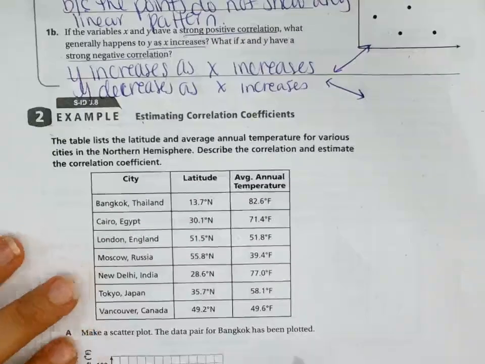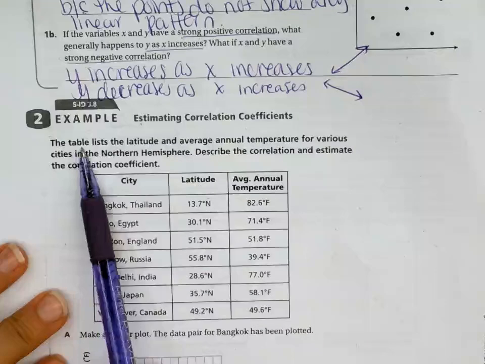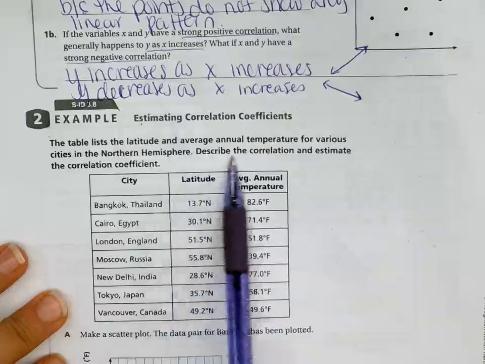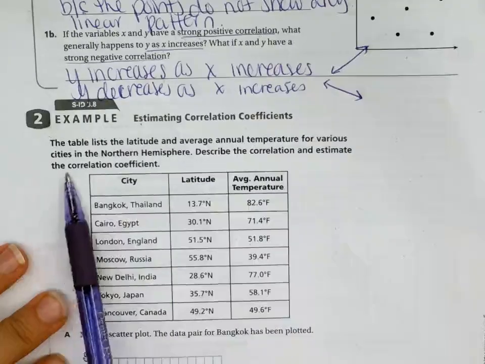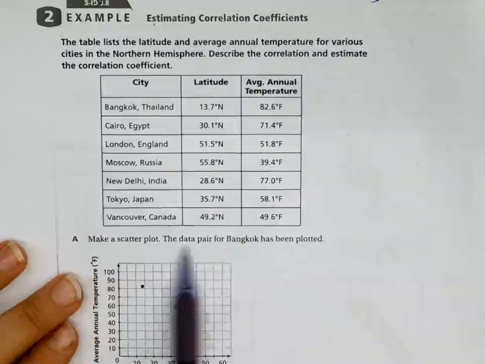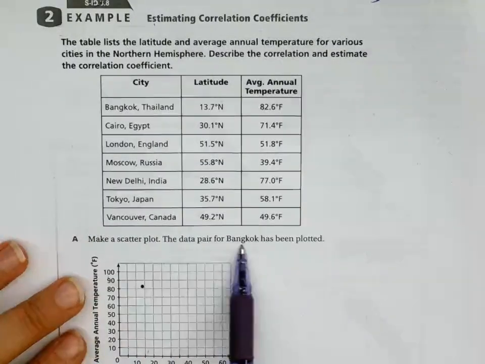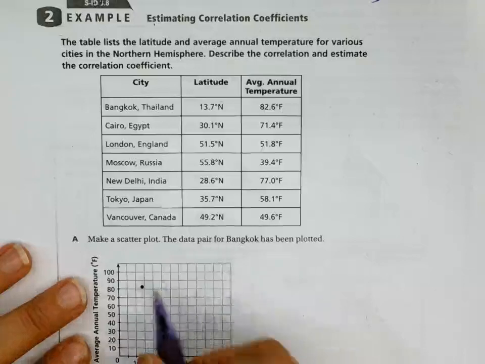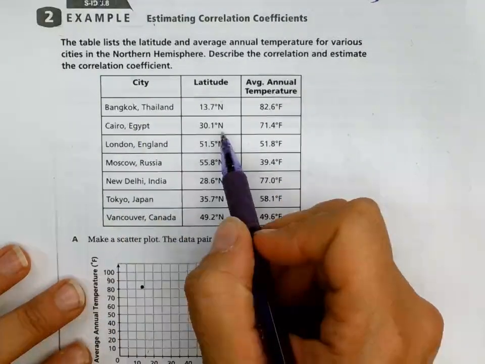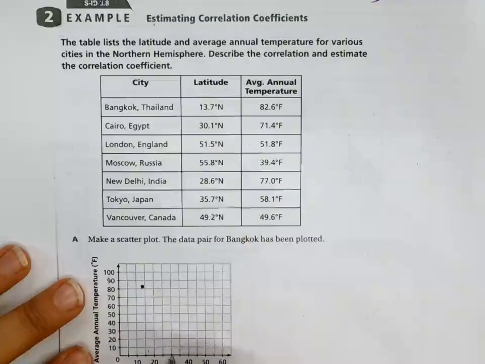All right, so the table lists the latitude and the average annual temperatures for various cities in the northern hemisphere. Describe the correlation and estimate the correlation coefficient. All right, so we're going to make a scatter plot. The data pair for Bangkok has been plotted. So we already did Bangkok, so now we need to do Egypt. All right, so we have 30.1, 71.4.